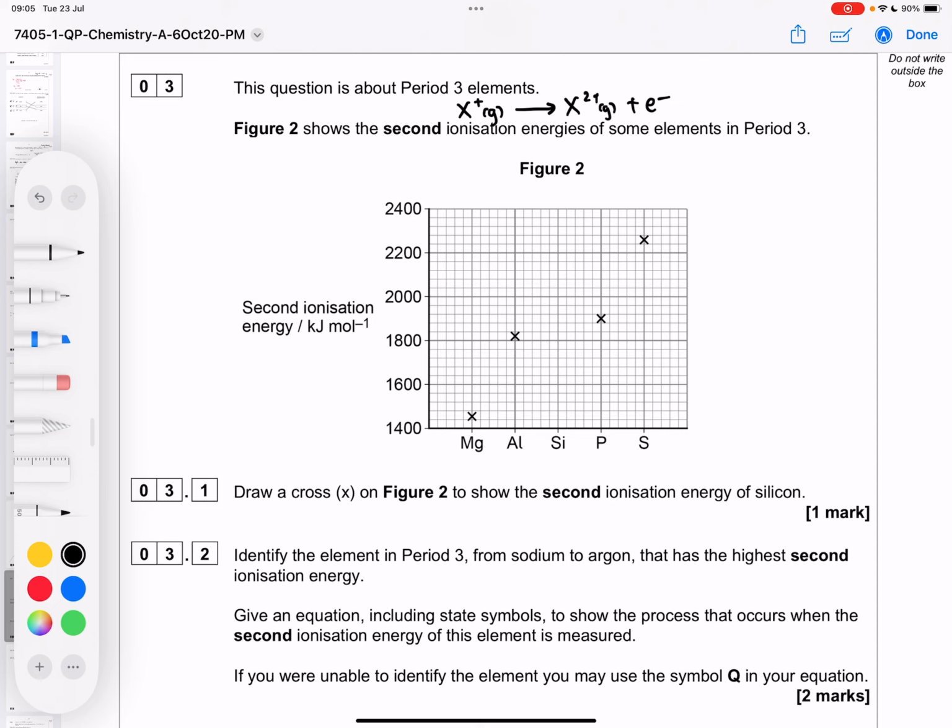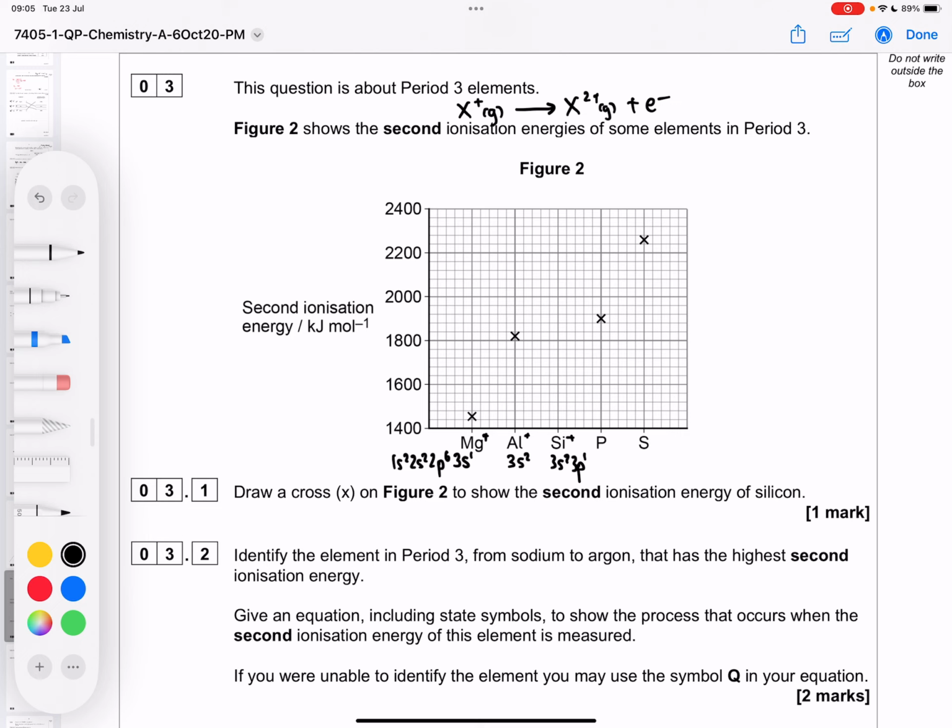So the first thing we need to think of is these are actually already the 1 plus ions. We're looking at their second ionisation energy. So magnesium would have already lost 1 electron, and so would be 3s1. Aluminium would end 3s2. Silicon would end 3s2, 3p1. The silicon 1 plus ion would have the electron configuration of aluminium.